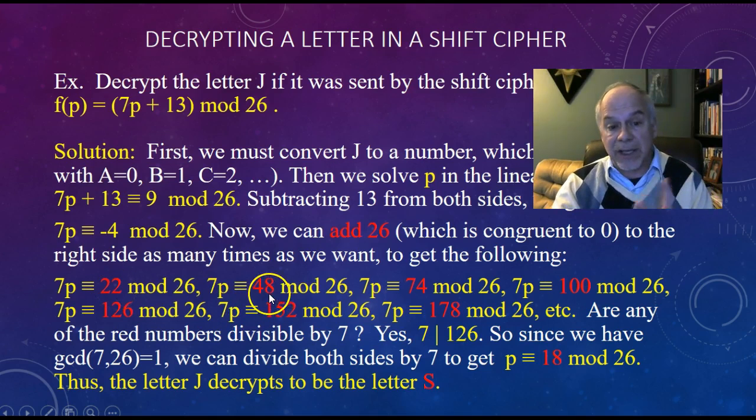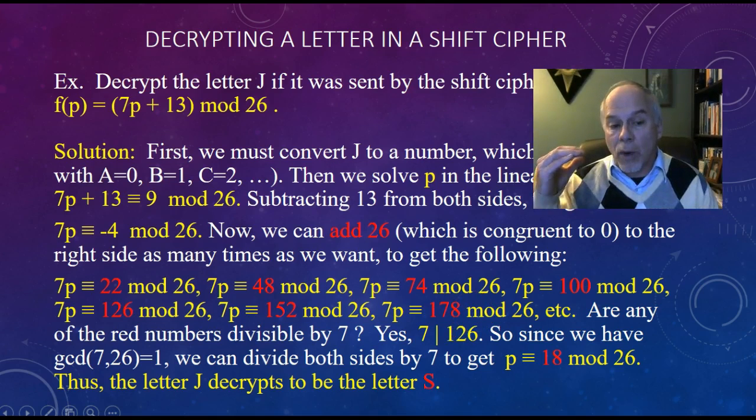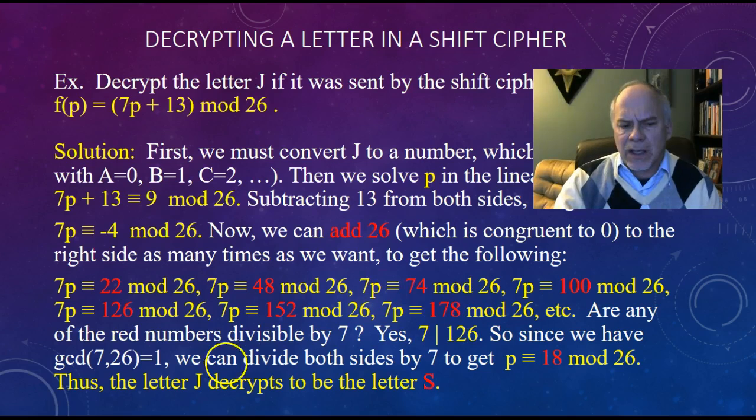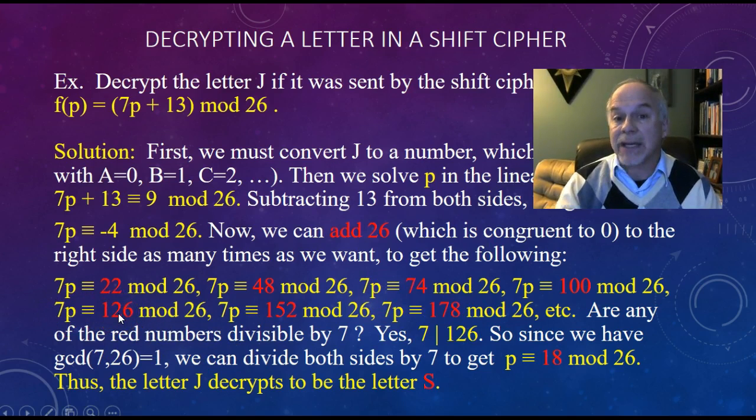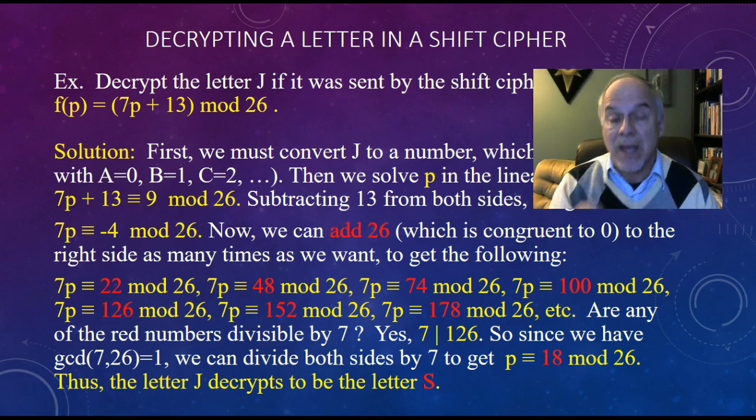I add 26 again, I get 48. I add 26 again, I get 74. I add 26 again, I get 100. And then 126, and 152, and 178. I can keep doing this. But what I'm looking for is a congruence where the number on the right is divisible by 7. If the number on the right is divisible by 7, I can divide both sides by 7.